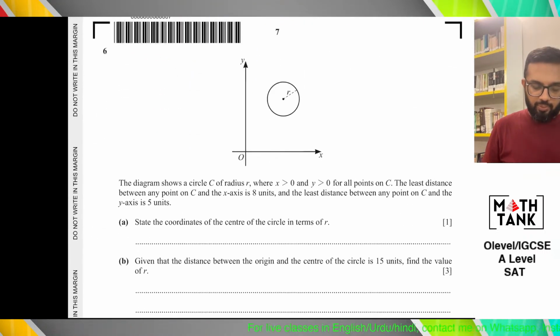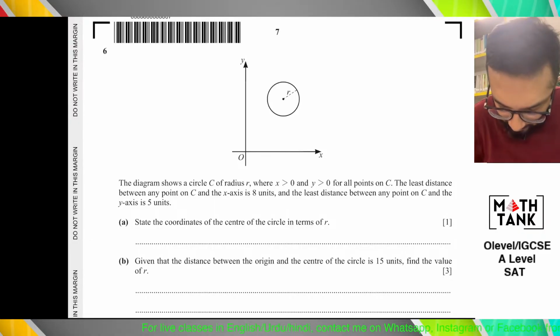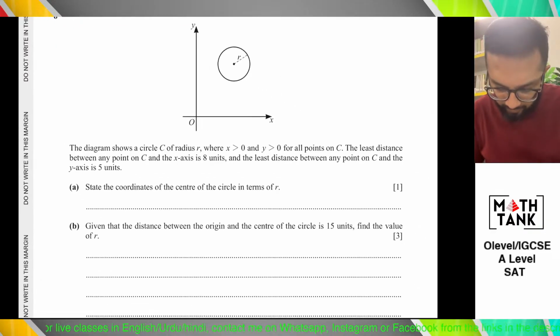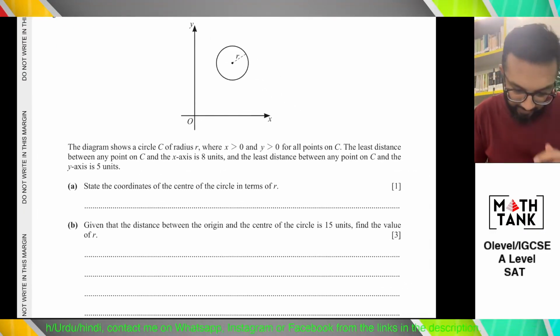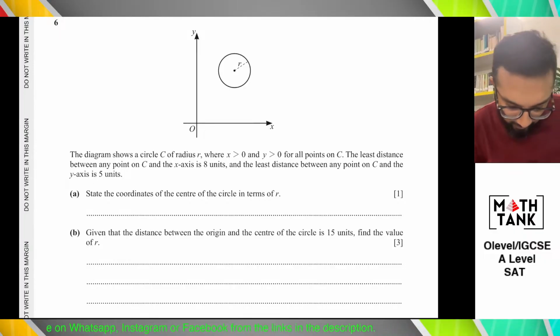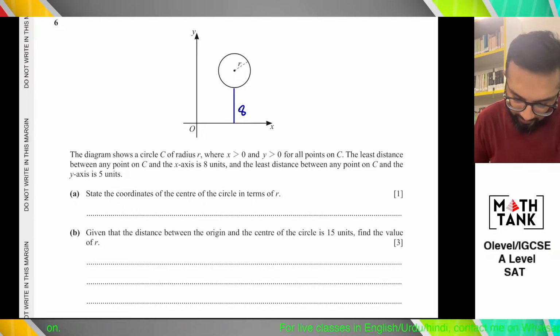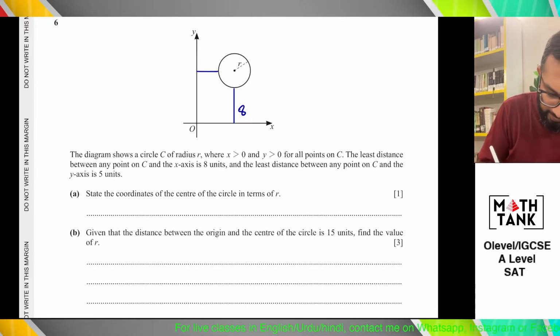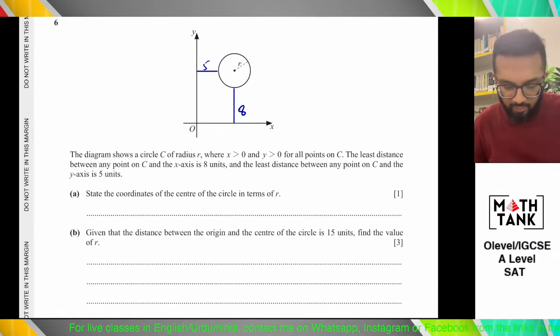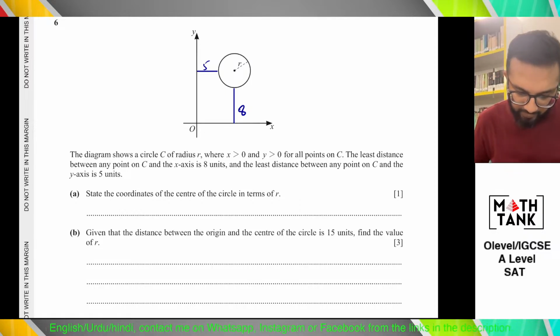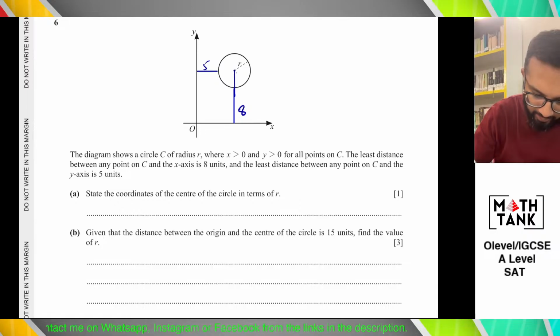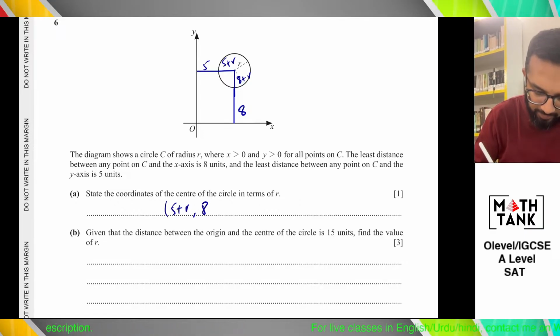Okay, moving on to question number 6. It says the diagram shows a circle of radius r where x is greater than 0 and y is greater than 0 for all points. The least distance between any points on C and the x-axis is 8 units. So this height is 8 units. Okay, and the least distance between any point on C and the y-axis is 5 units. This is 5 units. Okay, state the coordinates of the center of the circle. So if you go up, the y coordinate becomes 8 plus r, and this x coordinate becomes 5 plus r. So the x coordinate is 5 plus r, comma 8 plus r.